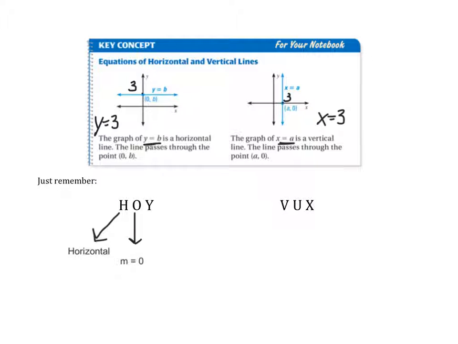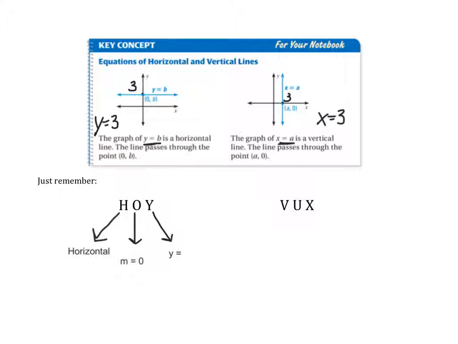And the Y represents the type of equation that you would get. If your equation is y equals some number, so like y equals 6, then you know that's a horizontal line. So again, you can use Hoy to remember how to identify a horizontal line. H represents horizontal. The O is actually a 0, and that's to remind you that the slope of a horizontal line is 0. And the Y is there to remind you that you have a horizontal line if your equation is y equals some number.